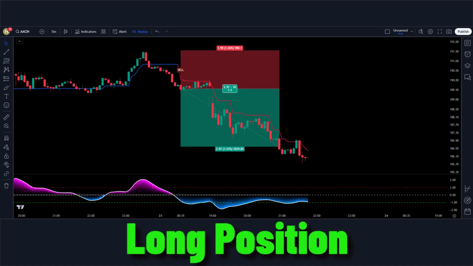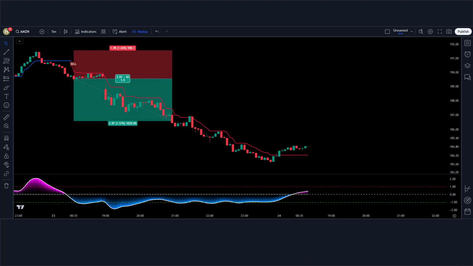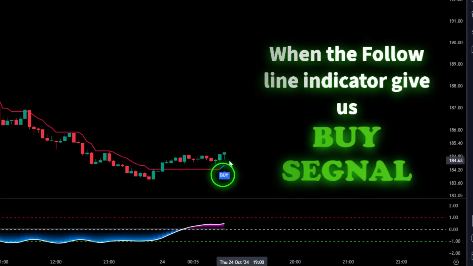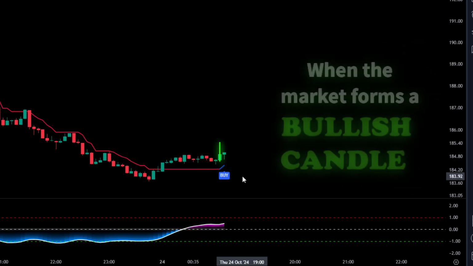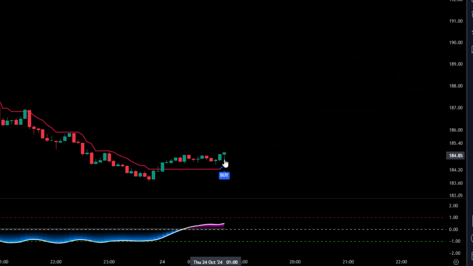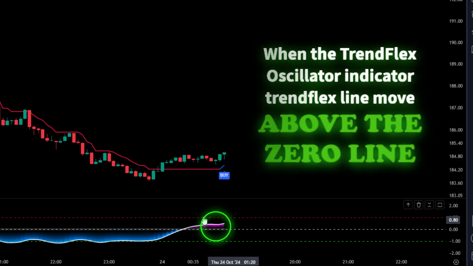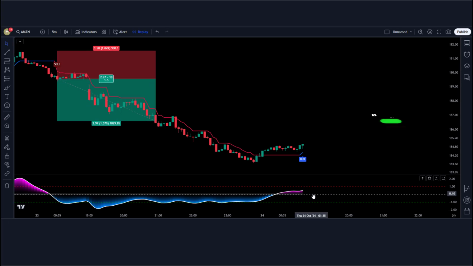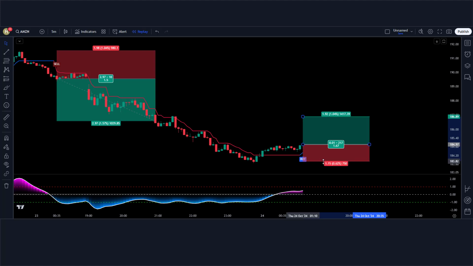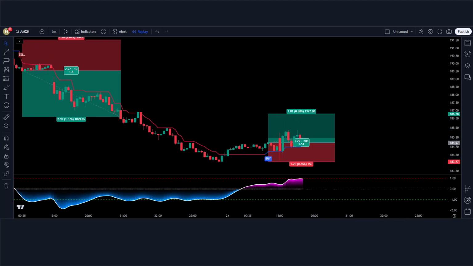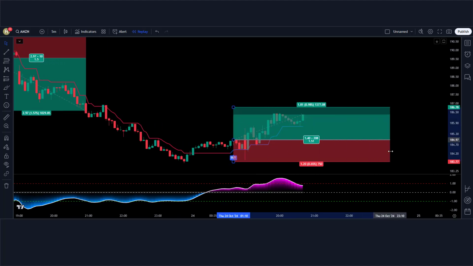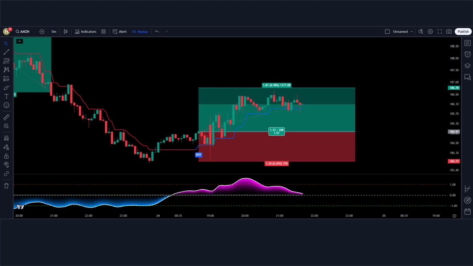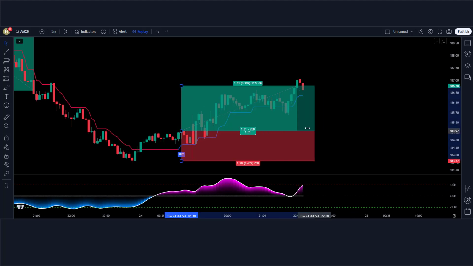Now let us understand the long position. When the Follow Line indicator gives us a buy signal, when the market has formed a bullish candle, and when the TrendFlex line of the TrendFlex Oscillator moves above the zero line, if these conditions are fulfilled, then we will place a buy order. Our stop loss will be placed at the current market's lower level, and the risk to reward ratio will be 1:1.5. The market has completely hit the target.